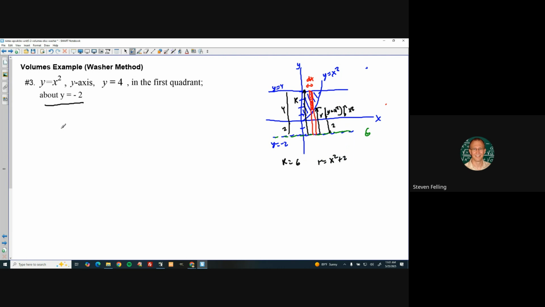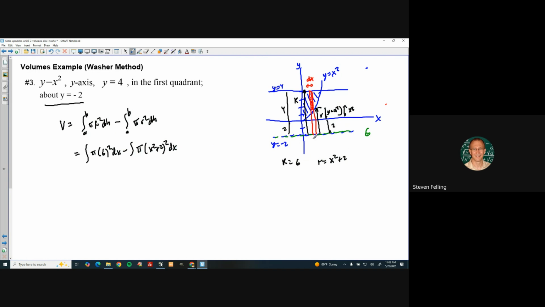Right, but the rest of the setup is exactly the same. So the volume is going to be a washer type. So it's going to be from a to b of pi big R squared dx minus pi little r squared dx. We're doing a dx type. So this is pi times the big R, which is always 6 in this case, squared, dx. And then minus pi times little r, which is x squared plus 2, squared, dx.